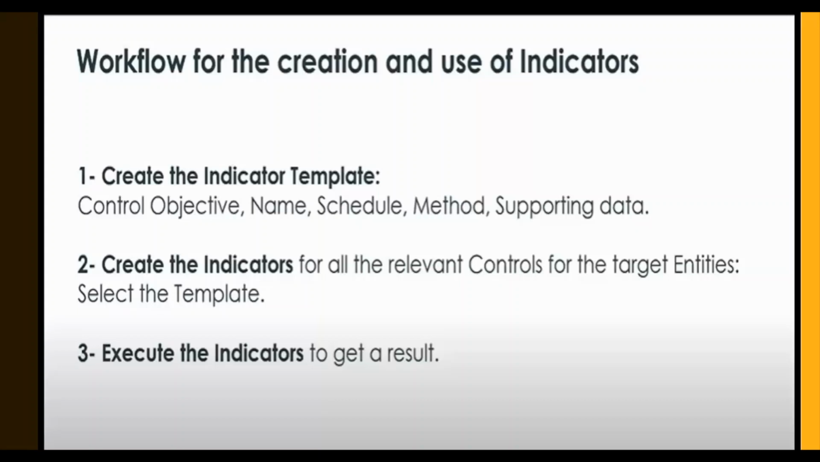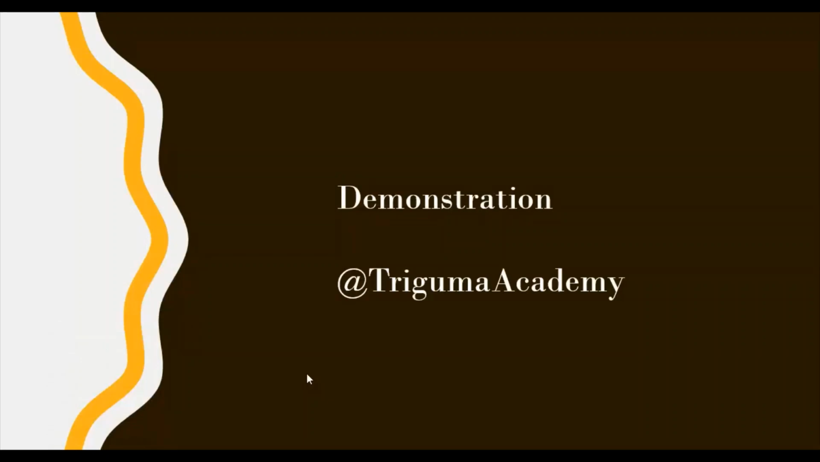After this session, as usual, in the demonstration part, I will show you how to generate the control, how it is useful for the organization, and how we can complete the indicator task. But these are the basic steps. Create the indicator templates, then map the control objective, schedule, method, and supporting data. Second, create the indicator, and third, execute it to get a result. So we learned all about the indicator.